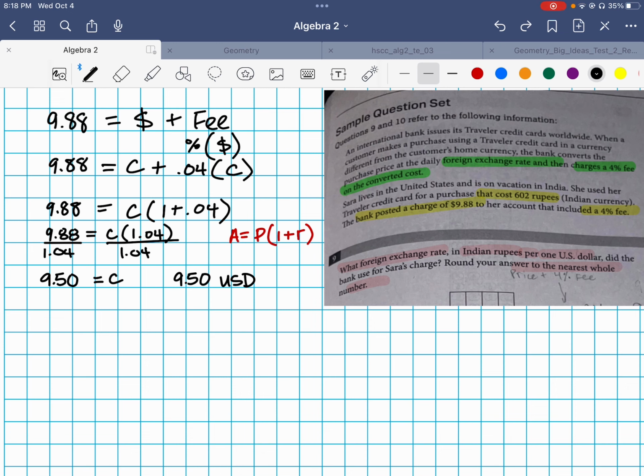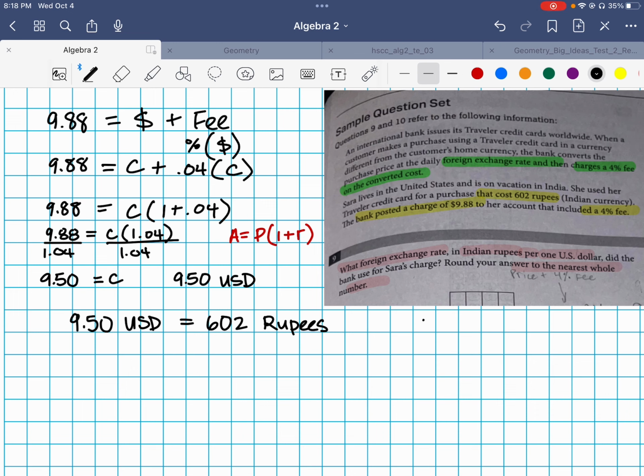All right. So we now know that Sarah purchased something for $9.50 in US dollars. And we also know that she actually bought it in rupees. So the $9.50, and this is where it gets really, really weird, the $9.50 in US dollars is equal to 602 Indian rupees. Okay, now that looks really weird if you think about it. You're like, 950 is equal to 602. Right, it doesn't make sense until we take a glance at some other ideas.